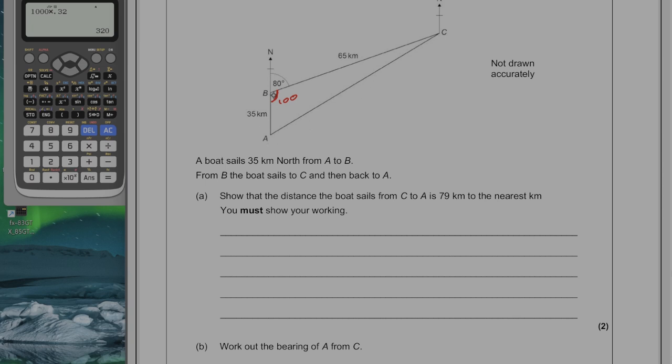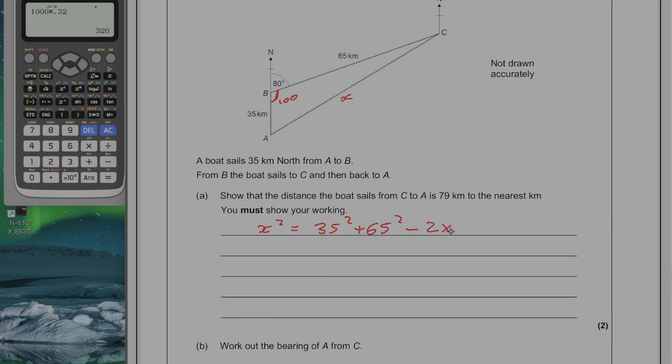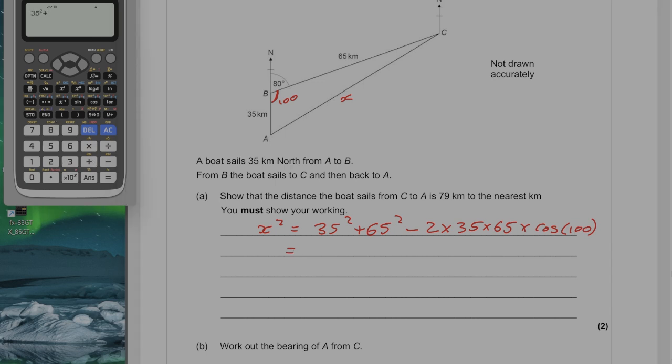We've got a non-right angle triangle. We've got two lengths and the included angle. So we can use the cosine rule. So x squared is going to be equal to 35 squared plus 65 squared minus 2 lots of 35 times 65 times cos of the angle, which is 100. Right, so 35 squared plus 65 squared minus 2 times 35 times by 65 minus cos of 100.